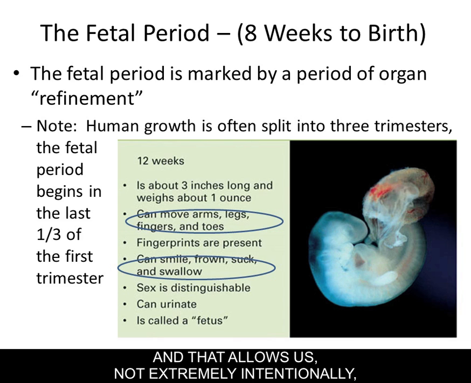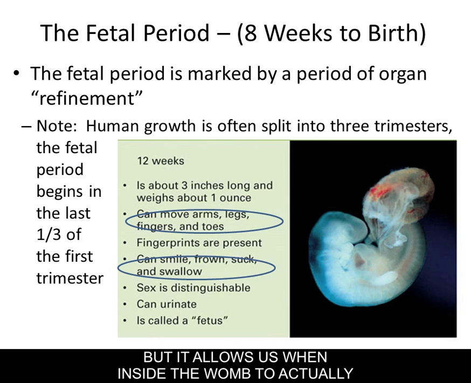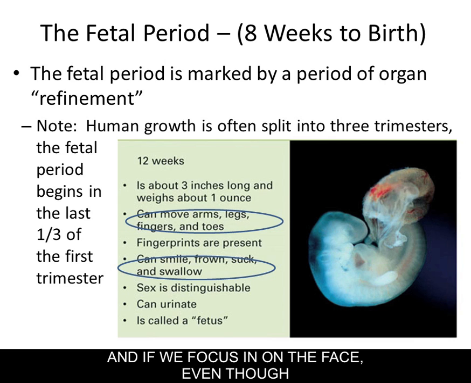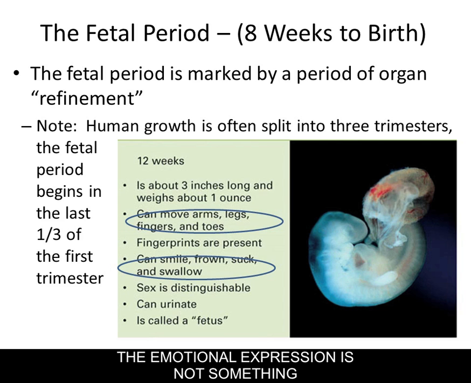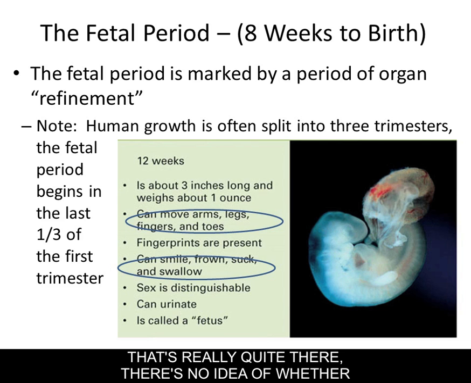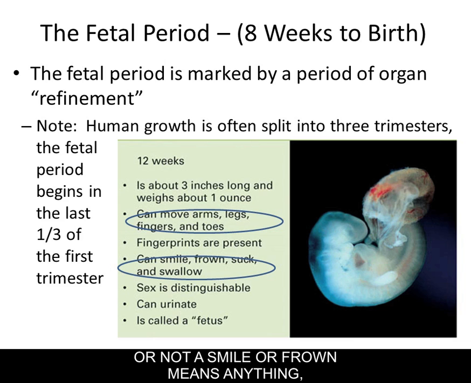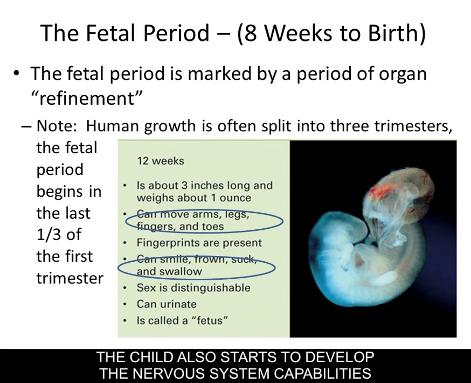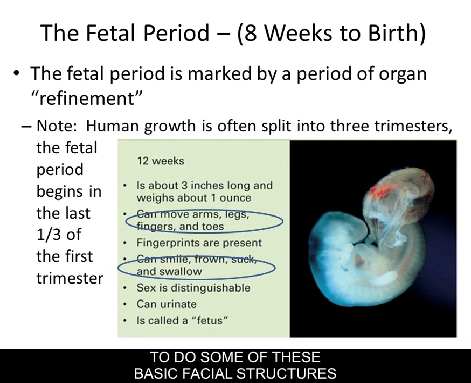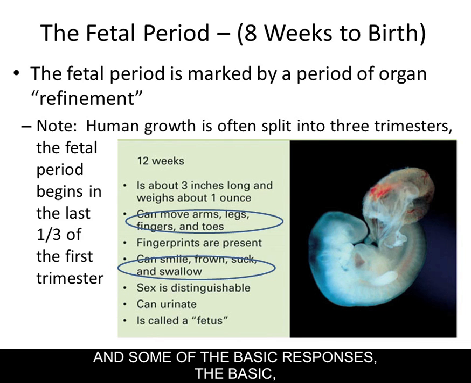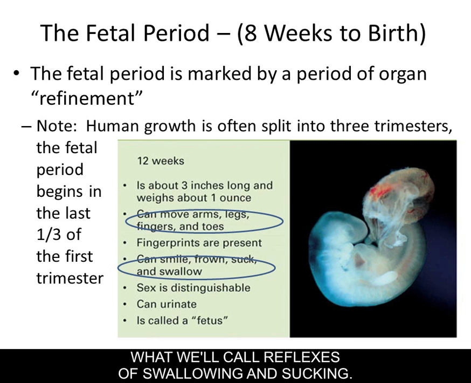And that allows us, not extremely intentionally, but it allows us, when inside the womb, to actually move these organs. If we focus in on the face, even though the emotional expression is not something that's really quite there, there's no idea of whether or not a smile or frown means anything, the child also starts to develop the nervous system capabilities to do some of these basic facial structures and some of the basic responses, what we'll call reflexes, of swallowing and sucking.